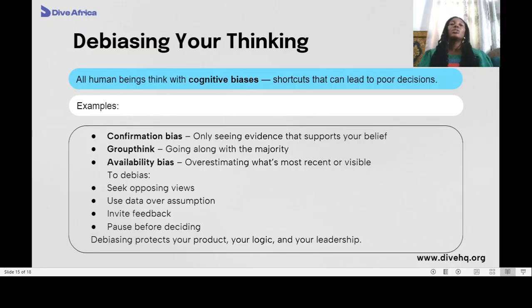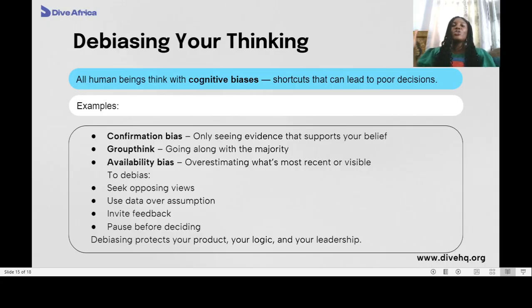So we are going to talk about de-biasing your thinking. All human beings think with cognitive biases, shortcuts that can lead to poor decisions. Examples: confirmation bias, only seeing evidence that supports your belief; groupthink, going along with the majority; availability bias, overestimating what's most recent or visible. But when it comes to bias, seek opposing views. Use data over assumption. Assumption has not helped anybody. So make sure you are using facts.